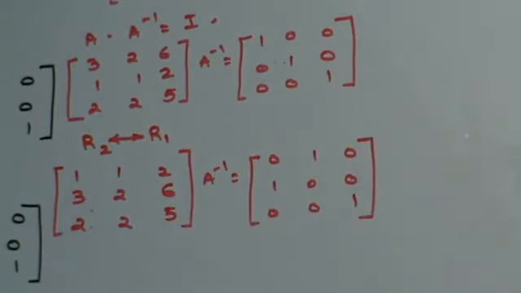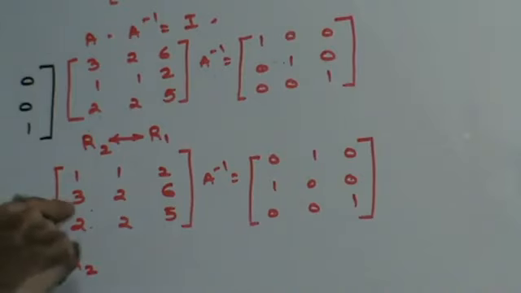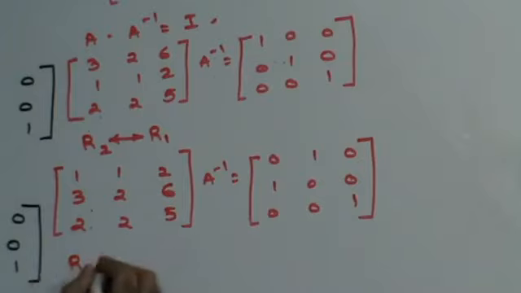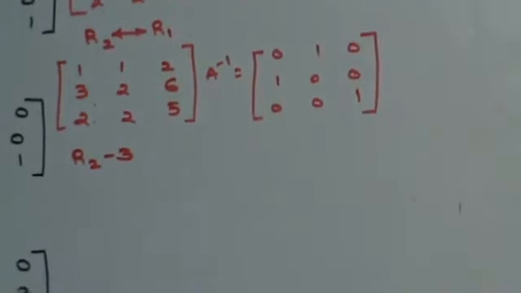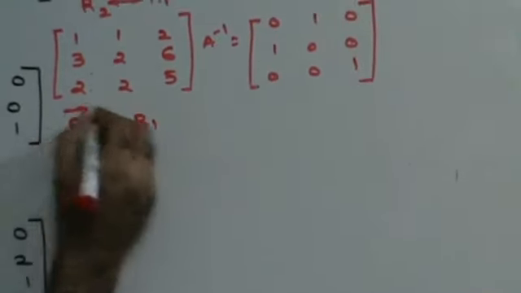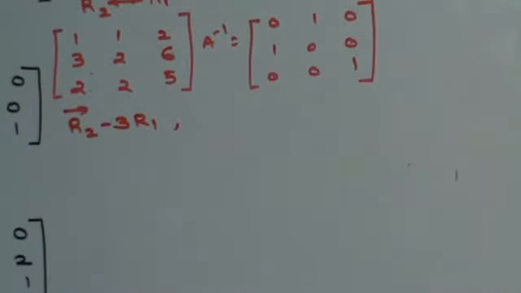I have interchanged R2 and R1. I want to make this number as 0. Where is this number? In R2. What is the number? 3. What is the complement of 3? Minus 3 R1.